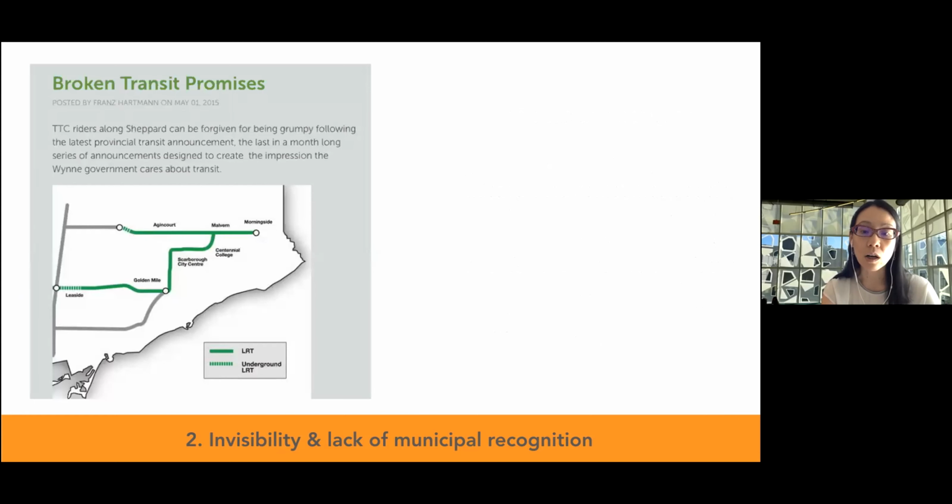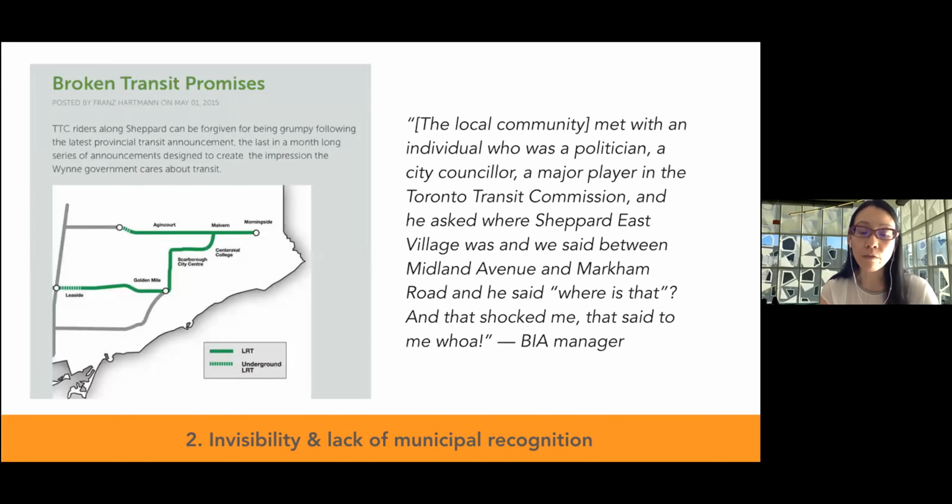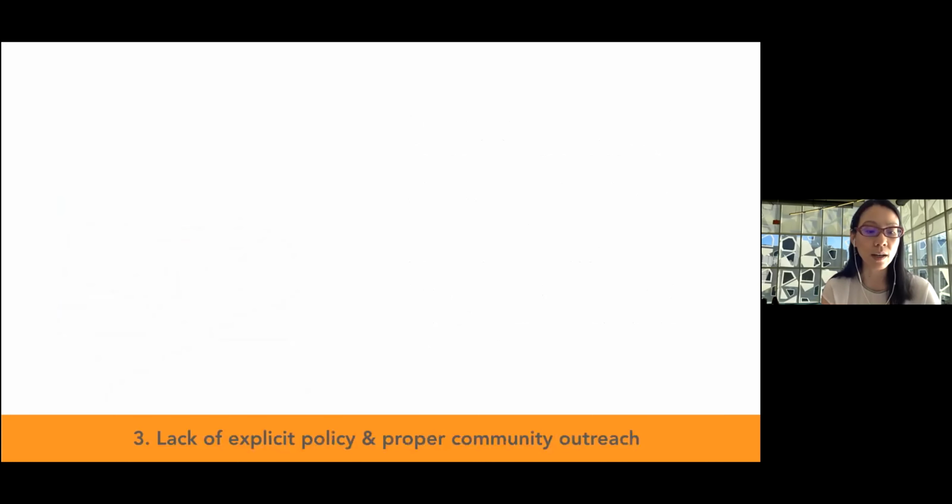In the other case study, in Scarborough in the suburb of Toronto, broken transit promises have deeply frustrated the local community for decades. As one business improvement area manager mentioned, the local community met with a politician, a city councillor, a major player in the Toronto Transit Commission. And he asked where this area was. And we said it's between these roads. And he said, "Where is that?" And that shocked me. So these ongoing issues indicate that these areas are not considered a priority on the city agenda. And also there's a lack of institutional support in official planning policies.